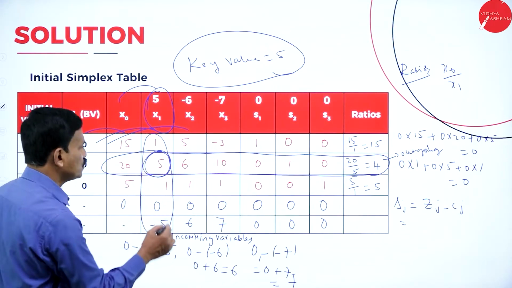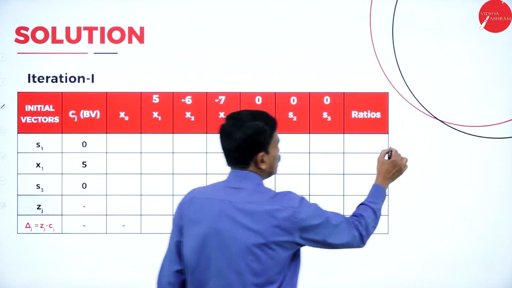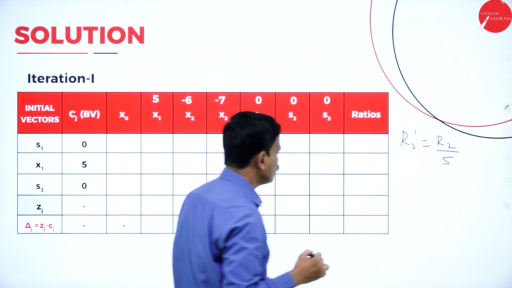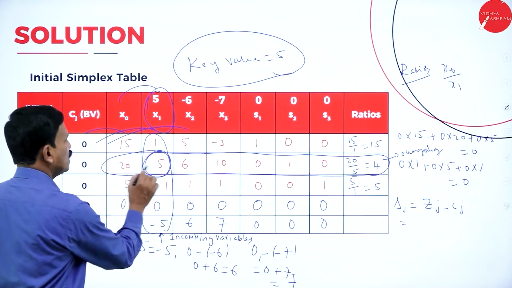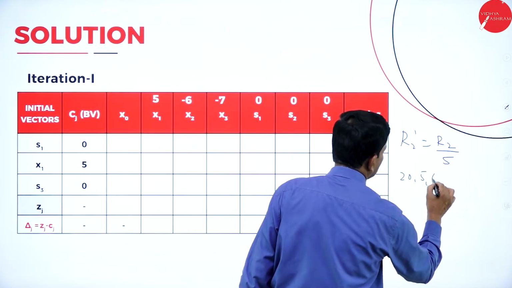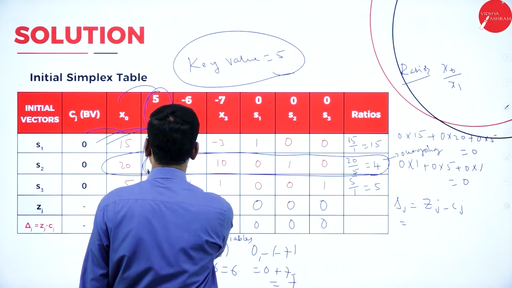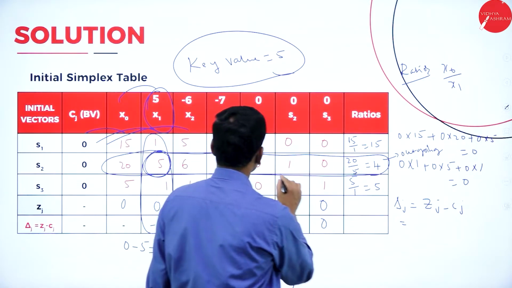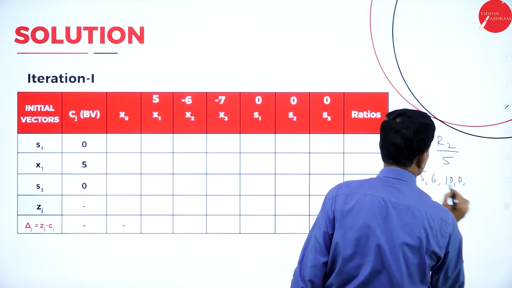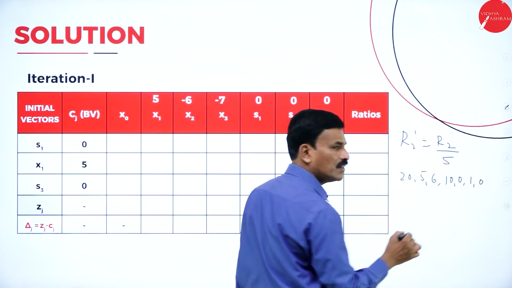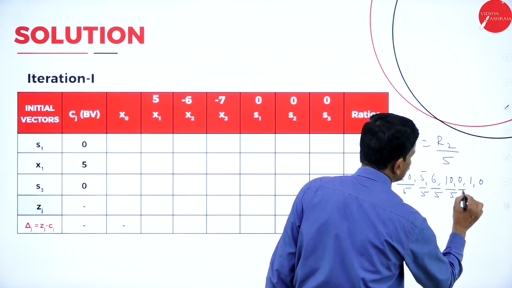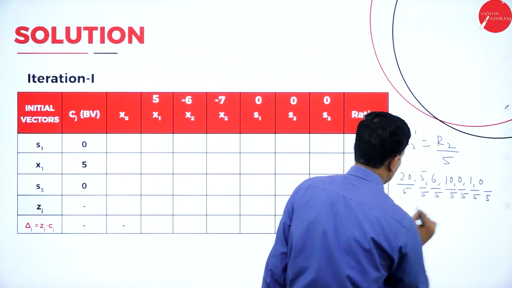Now that means R2 dash is equal to R2 divided by 5. That means divide all the elements of R2, 25, 6, 10, 0, 1, 0, each and every element by 5. So if you divide by 5, what will you get?